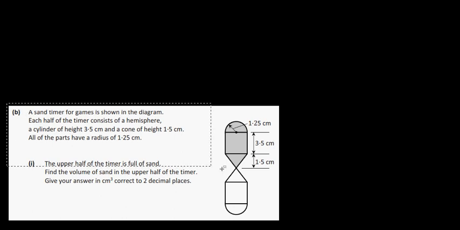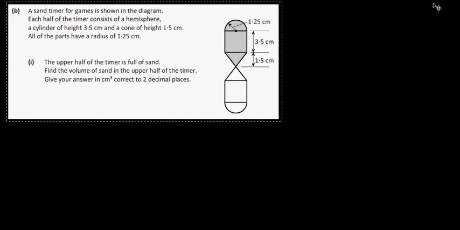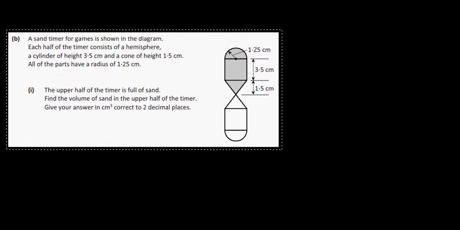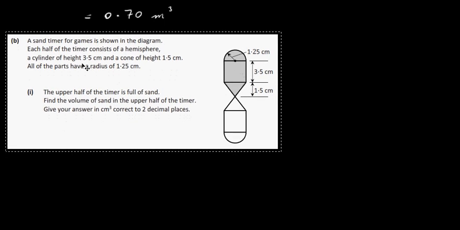So let me just move this up a little bit as well. So we have a sand timer in this particular case. The sand timer is for games, and each half of the sand timer consists of a hemisphere, a cylinder of height 3.5 centimeters and a cone. So we've got a hemisphere up here, we've got our cylinder here, and we've got a cone here, and the same down on this side. So all parts have a radius 1.25 centimeters. We can see that the radius here is 1.25, so that's going to be the same for the cylinder, it's going to be the same for the cone.